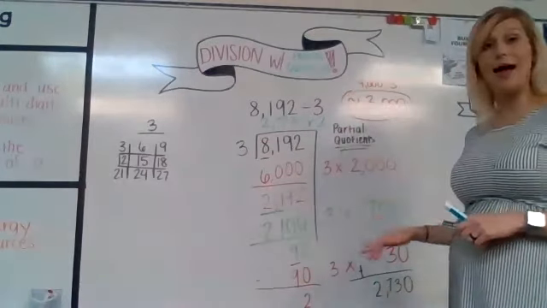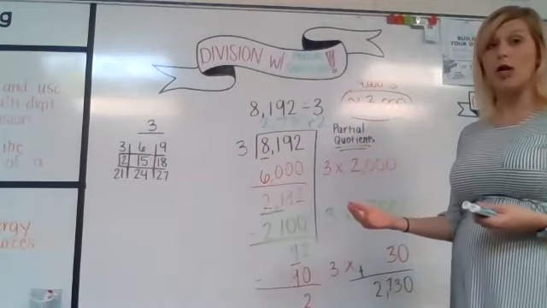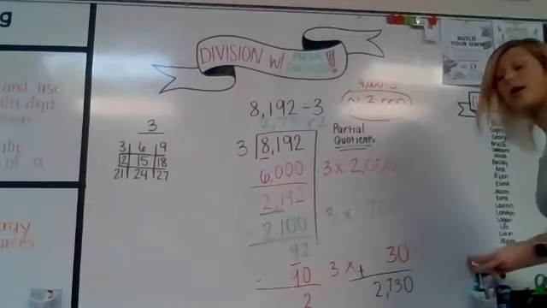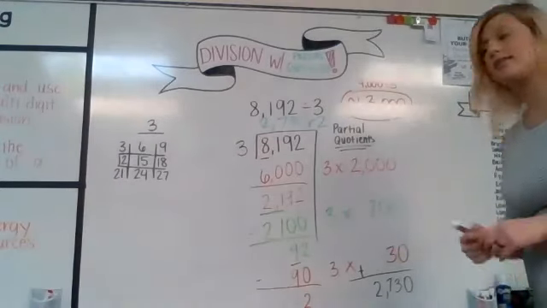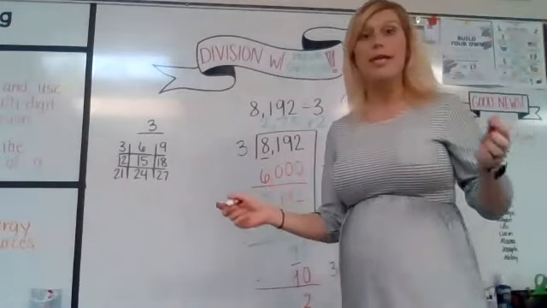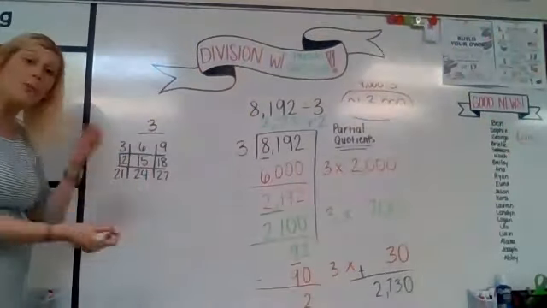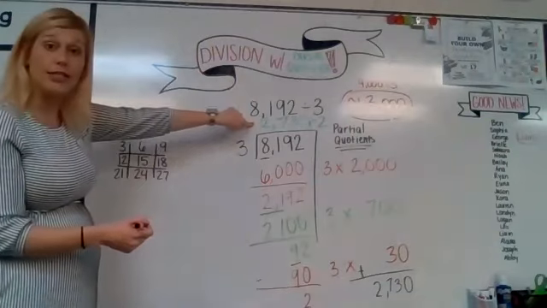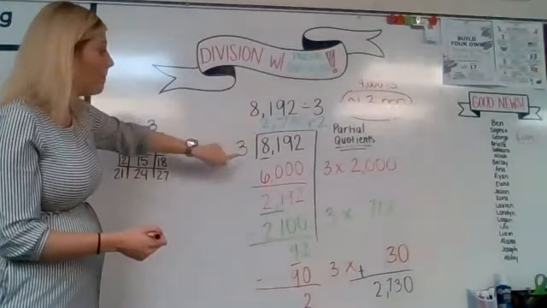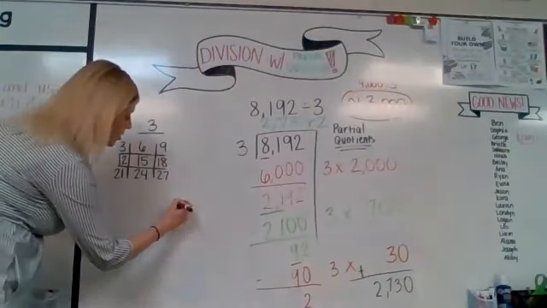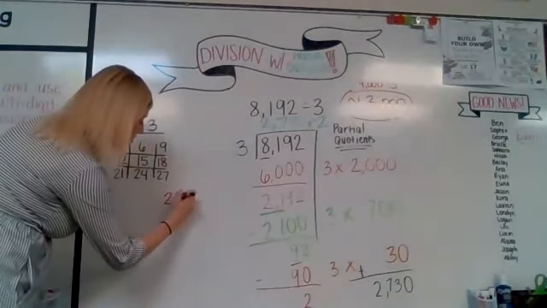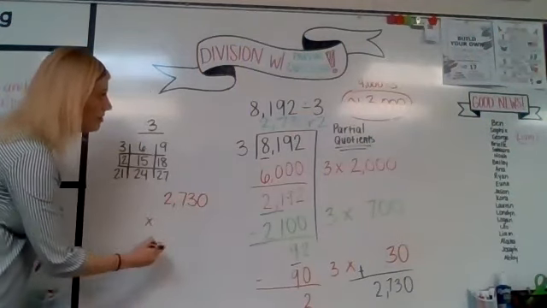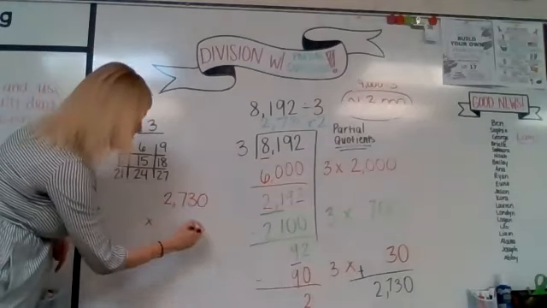After that, we can then check our work and make sure without a doubt that it is in fact correct. So always check division with multiplication. So come over to the other side of your paper or wherever you can. If you need scrap paper, that's fine too. You are going to take your quotient and multiply it by the divisor. So we'll do 2,730 times the divisor of 3.